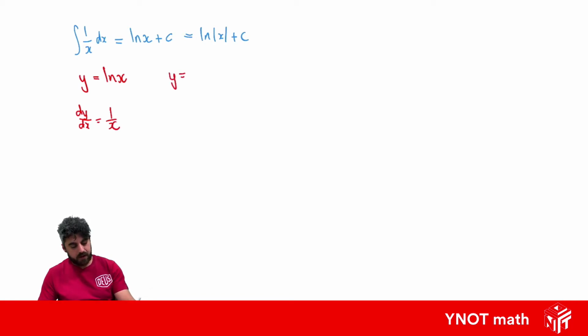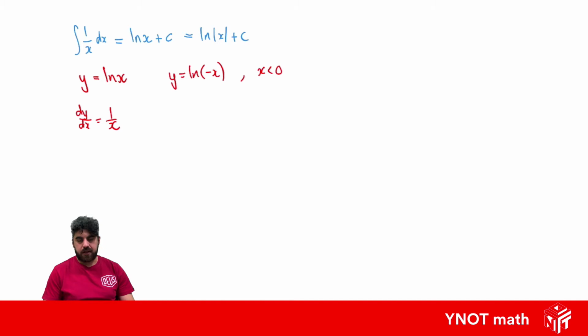What happens if we have y equals ln of minus x? Can we have this? Because we know we can't have the log of a negative number, but we can have the log of a negative variable, because as long as x is less than 0, this will hold true. For example, if x is minus 1, we'll have the natural log of minus minus 1, so we'll just get the log of 1, which is going to be 0, so that's perfectly fine.